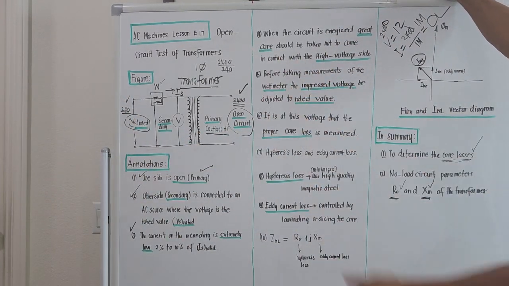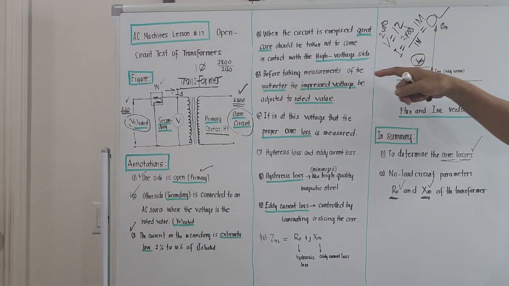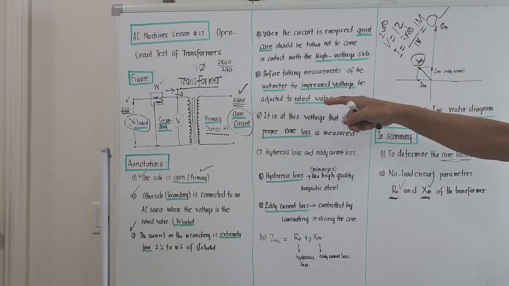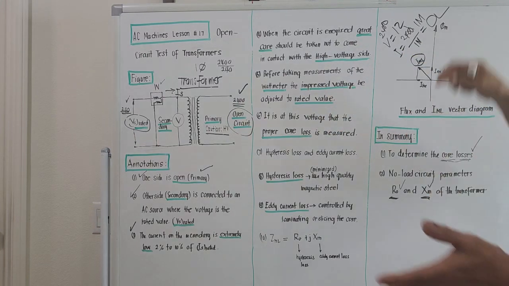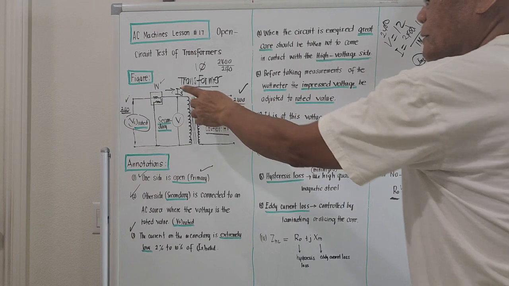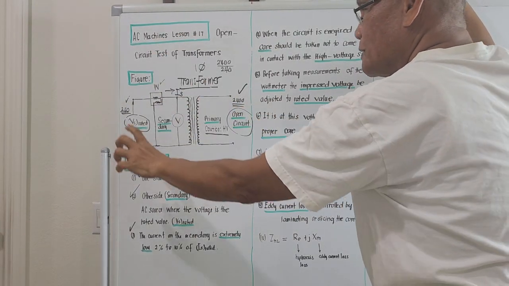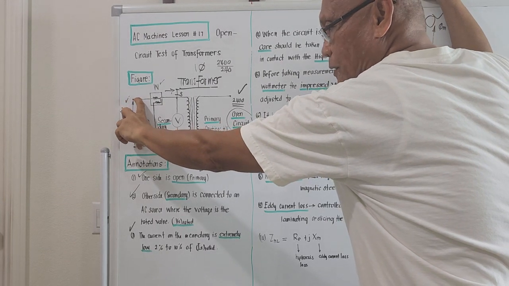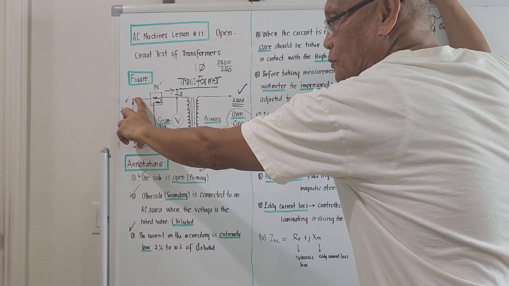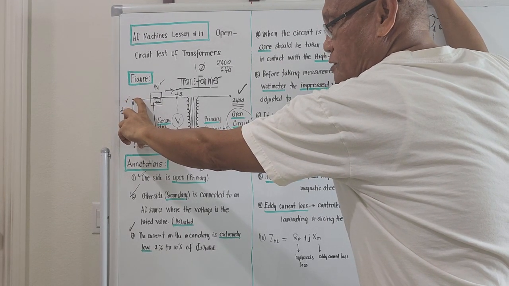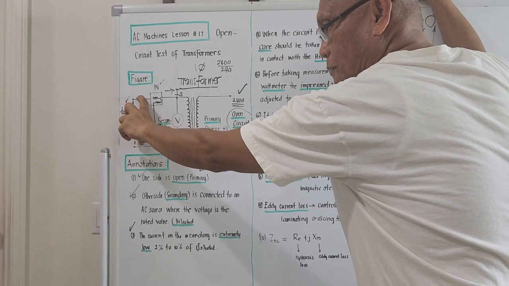Right? Annotation number 5: before taking the measurements of the wattmeter, the impressed voltage must be adjusted to the rated value. Meaning to say, before you take the reading here, which represents the core loss, be sure that the impressed voltage here is the rated value. It's not less than, it's not greater. It should be the rated value.